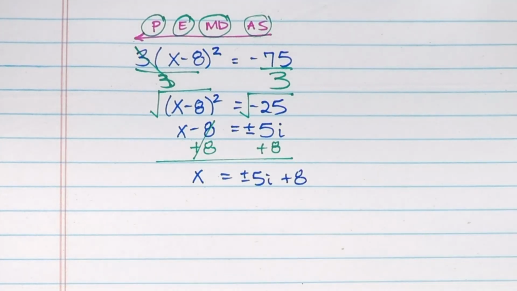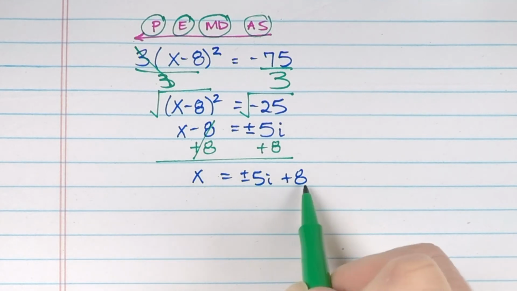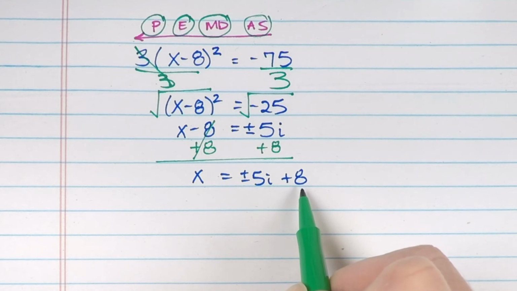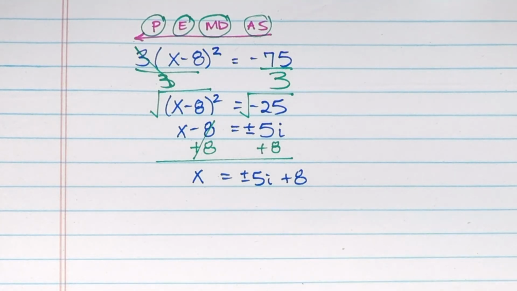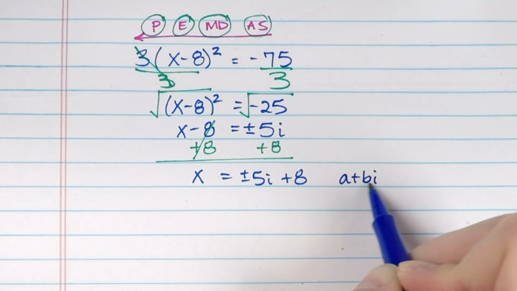Now in the last example, we combined the like terms to get two completely different answers, but here, these are not like terms, so you cannot combine them. This has an i and that doesn't, so we're going to leave them separate. But how you write this, to put it in standard form for a complex number, is a plus bi. So we're going to put the imaginary part last.